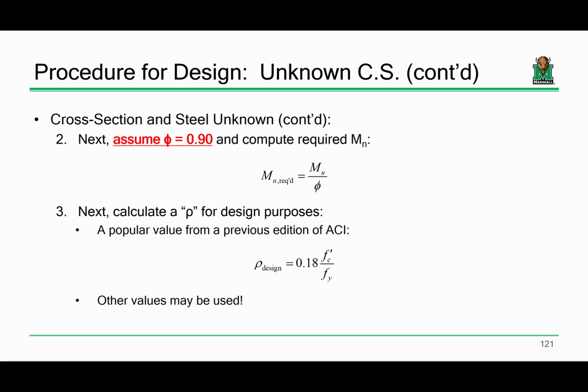right? Well, here's the thing. If phi Mn has to be greater than or equal to MU, how do we get an Mn? Mn has to be greater than or equal to MU over phi. So our required Mn is going to be MU over phi. Well, the problem with that is we don't know what phi is because we don't have any idea what the beam looks like. So we assume something, okay?